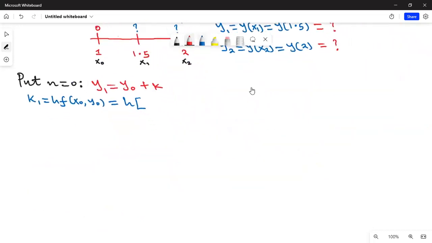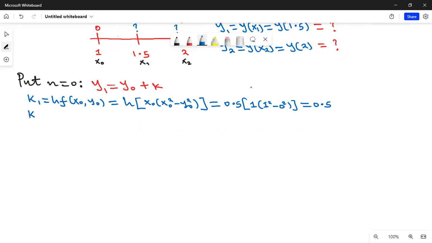So like here, we'll now have x naught into x naught squared minus y naught squared. And so h is 0.5, x naught, that was 1, into 1 squared, y naught is 0, we square it, and that should give us 0.5.